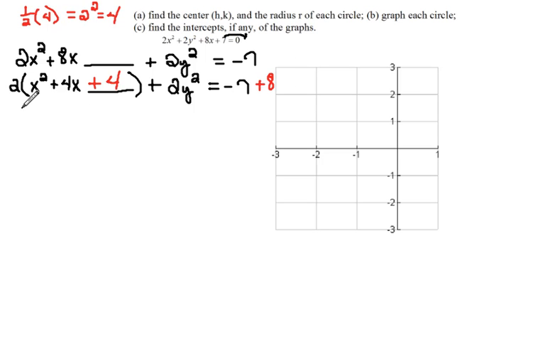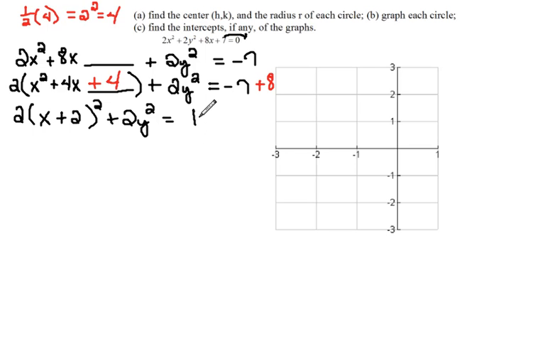Alright, now let's see what that did. So 2 times, now this is a perfect square trinomial, so it will factor into (x + 2) squared. Remember, it's always the x, or the variable, and then that half value amount. Okay, plus 2y squared equals -7 plus 8, which would be a +1.